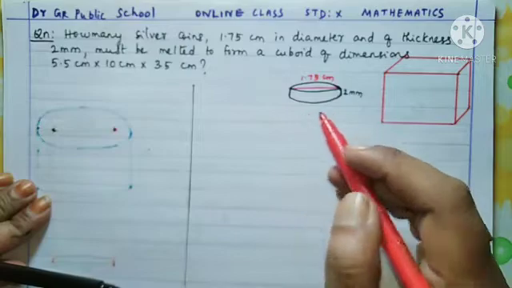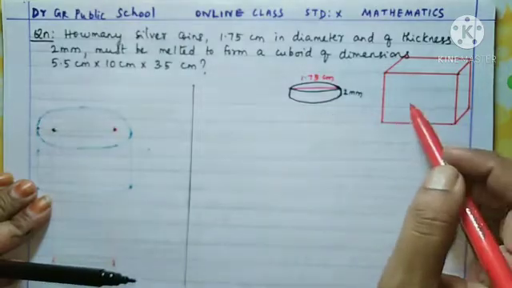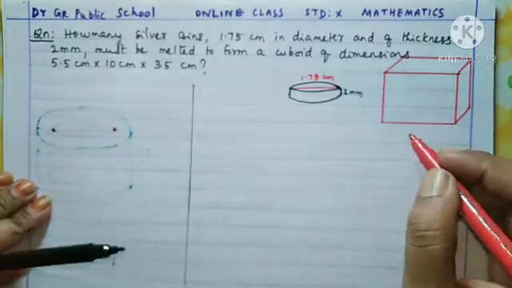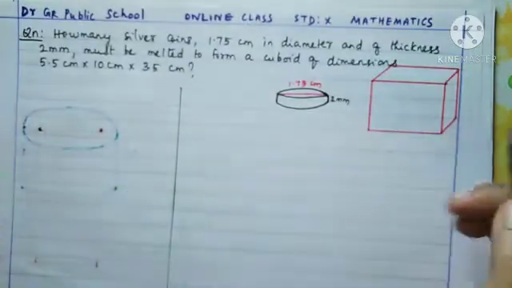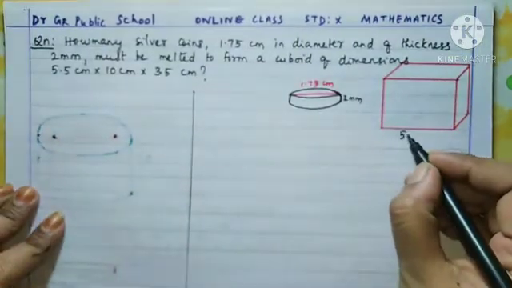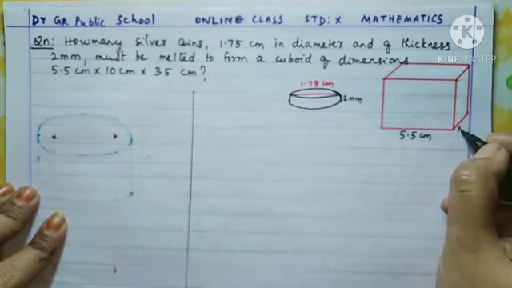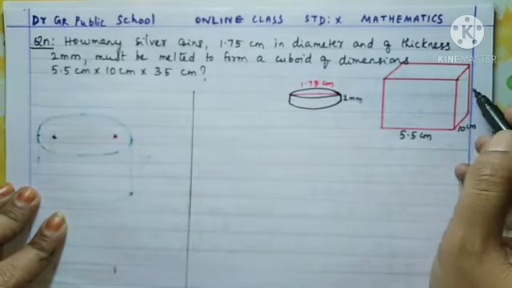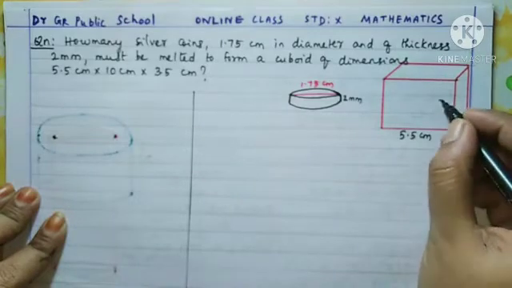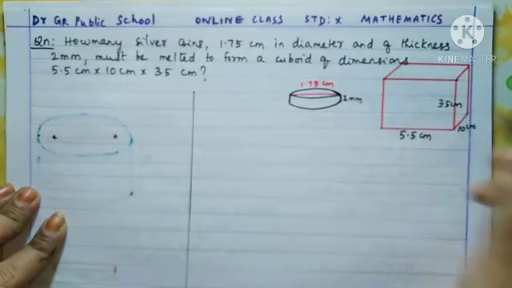That coins are melted to form this cuboid shape. And what is the dimension of the cuboid given? 5.5 centimeter length. The width is 10 centimeters, and we can take the height as 3.5 centimeters.